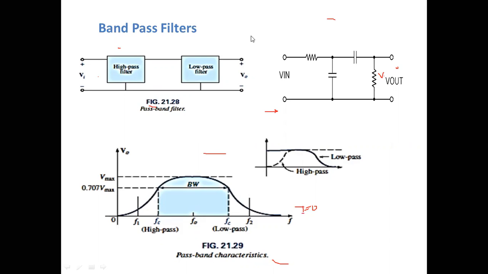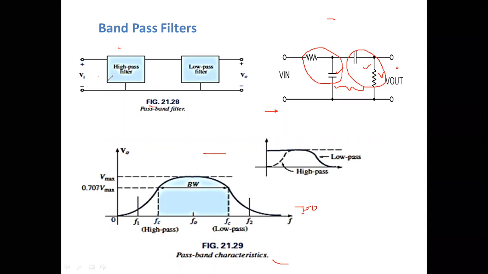So this portion is the output from the capacitor. It means this is the high pass filter, and the output from the resistor is the low pass filter portion. Okay, and we are cascading, meaning in series, these two. So how will we get the band pass filter by cascading these two filters?